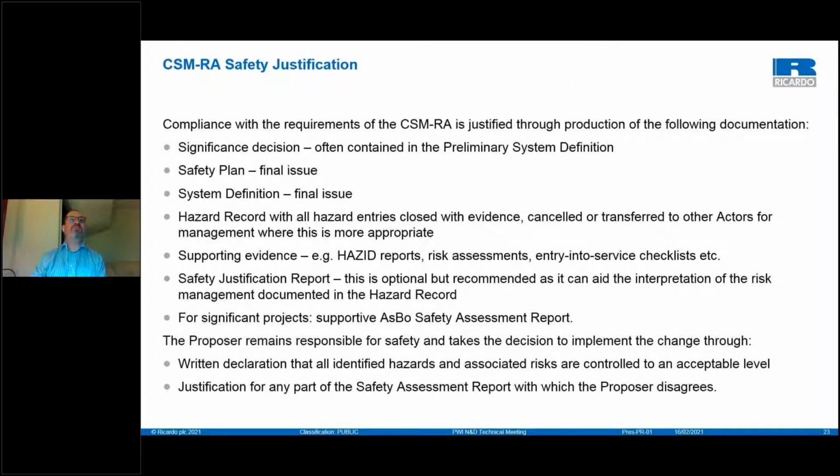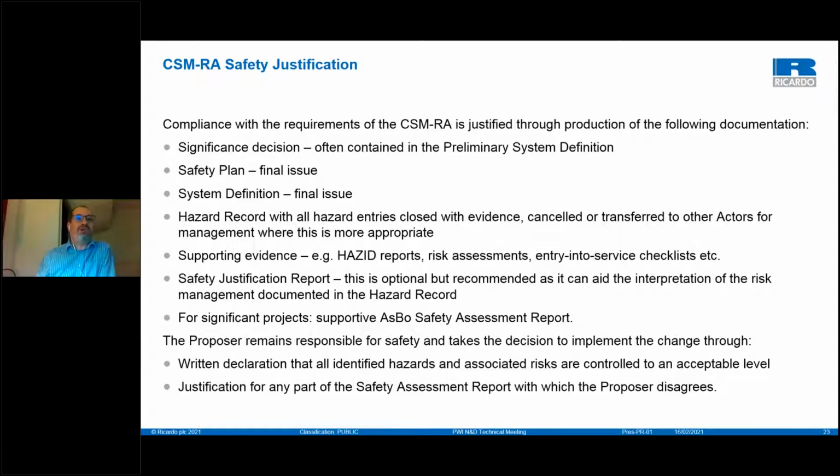Okay, so your final activity in the CSM-RA is producing the safety justification, which is compiling the documentation that you've produced as part of the CSM-RA, justification that all your hazards have been managed. That's all information that's contained in the hazard record. There's a high-level document called the Safety Justification Report, which is not a requirement of the CSM-RA, but it's certainly a requirement of the Network Rail standard, and it's actually good practice. It gives a good summary of the risk management that's been done, and in effect it provides a guide for the content of the hazard record.